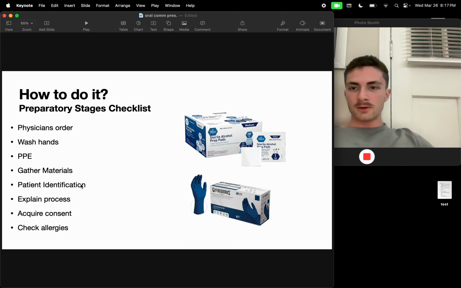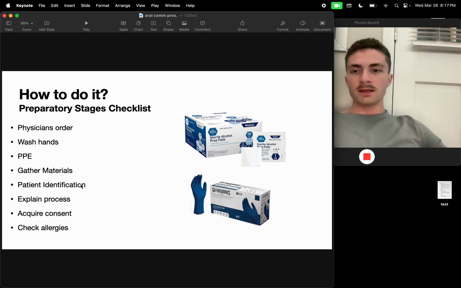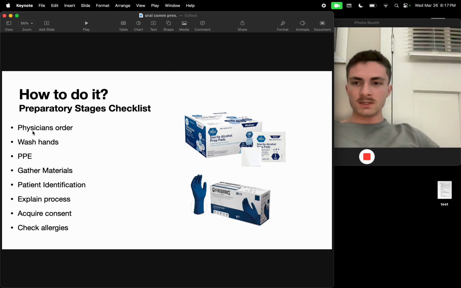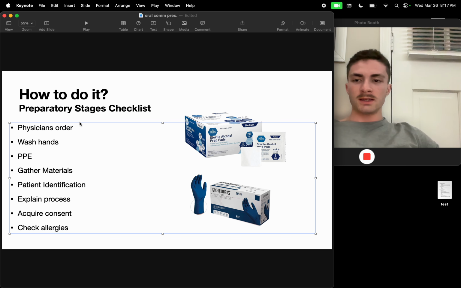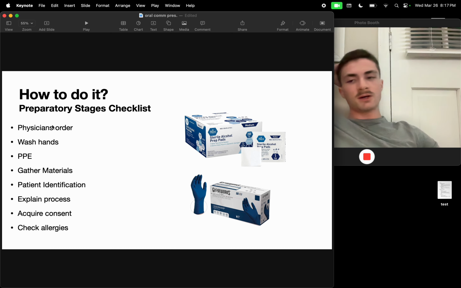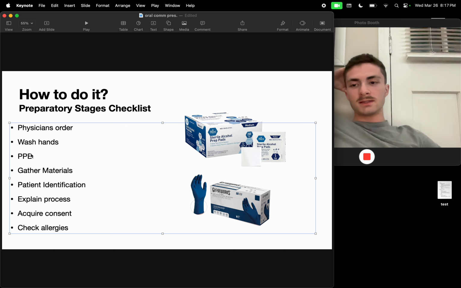So how to do it, this is kind of like a before part of how to do it. This is your checklist. First, you need a physician's order. You can't do it just because you kind of feel like it. Second, you want to wash your hands when you're walking into the room, or before you walk in. It's kind of common sense. Also, you need your personal protective equipment. This is required.